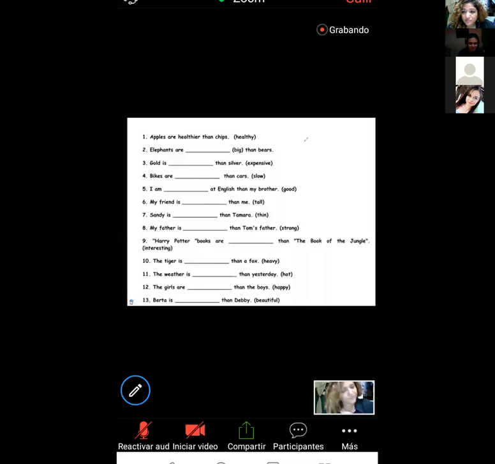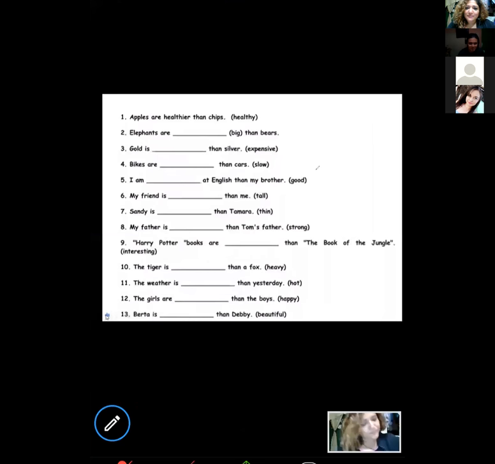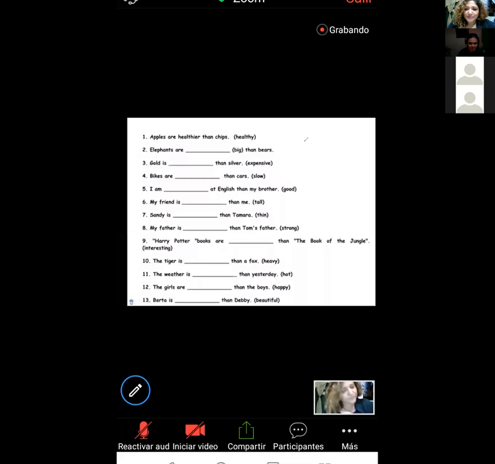Is more expensive than silver. Excellent, Santos. Very good. Mi turno. Bikes are slower than cars. Can you repeat, Gustavo, please? Bikes are slowing down car. Slower. Slower than cars. Con la S al principio. Slower than cars. Excellent. Very good. Do you have any questions? No, por el momento.